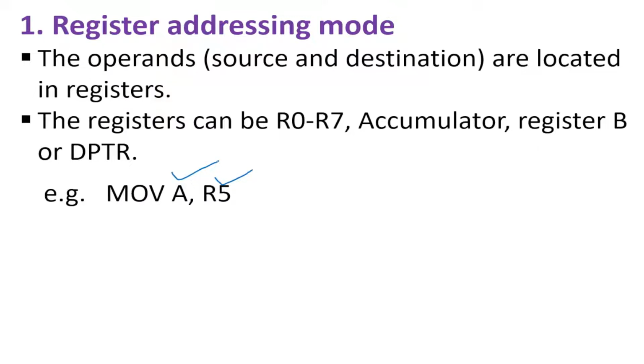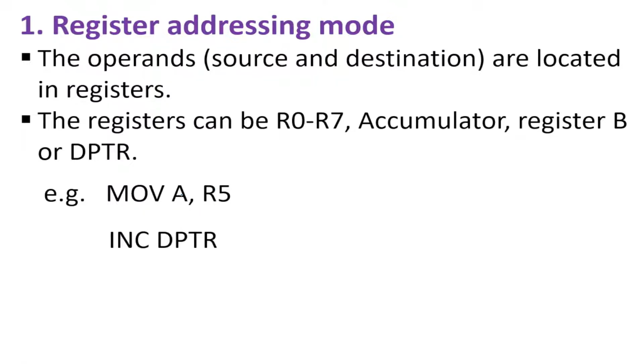After execution of this instruction, whatever value is stored in R5 register moves to the accumulator. Say R5 is having 25. Then after execution of this instruction, that 25 will get copied in accumulator.